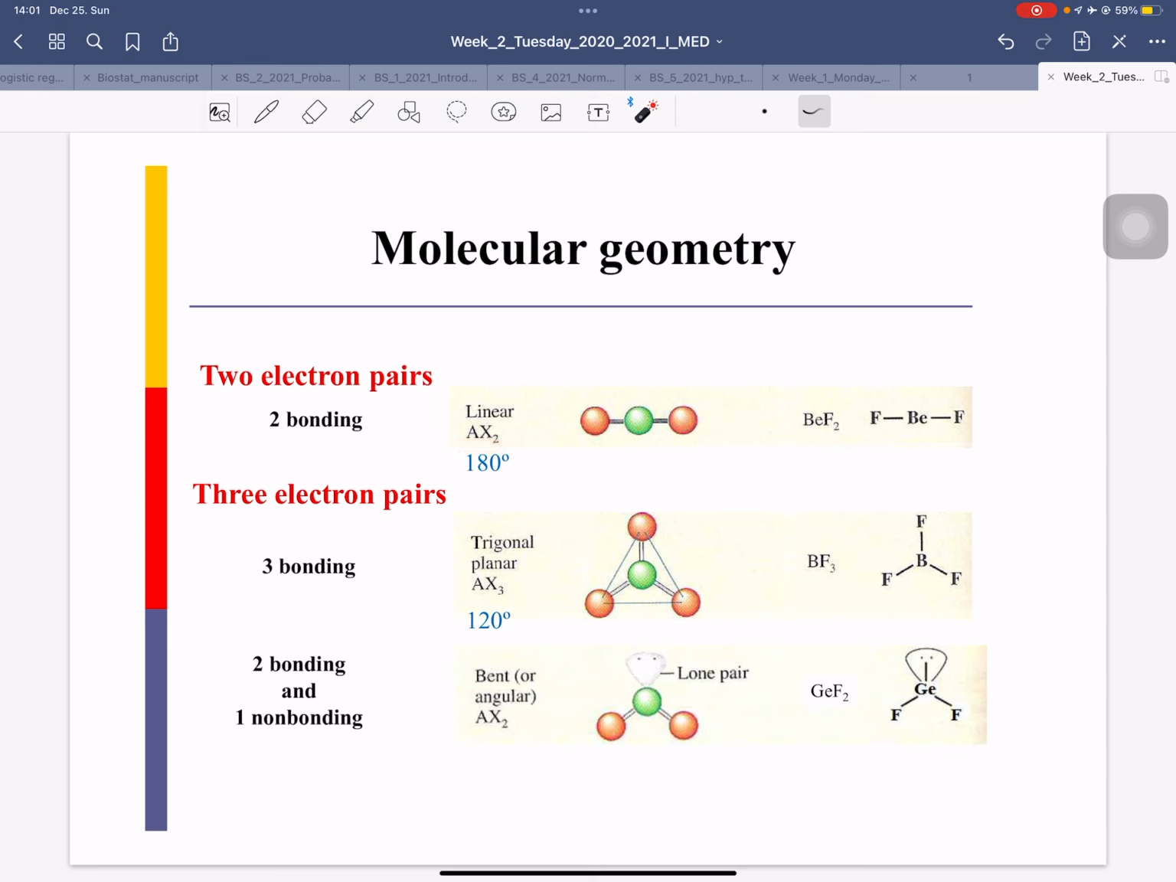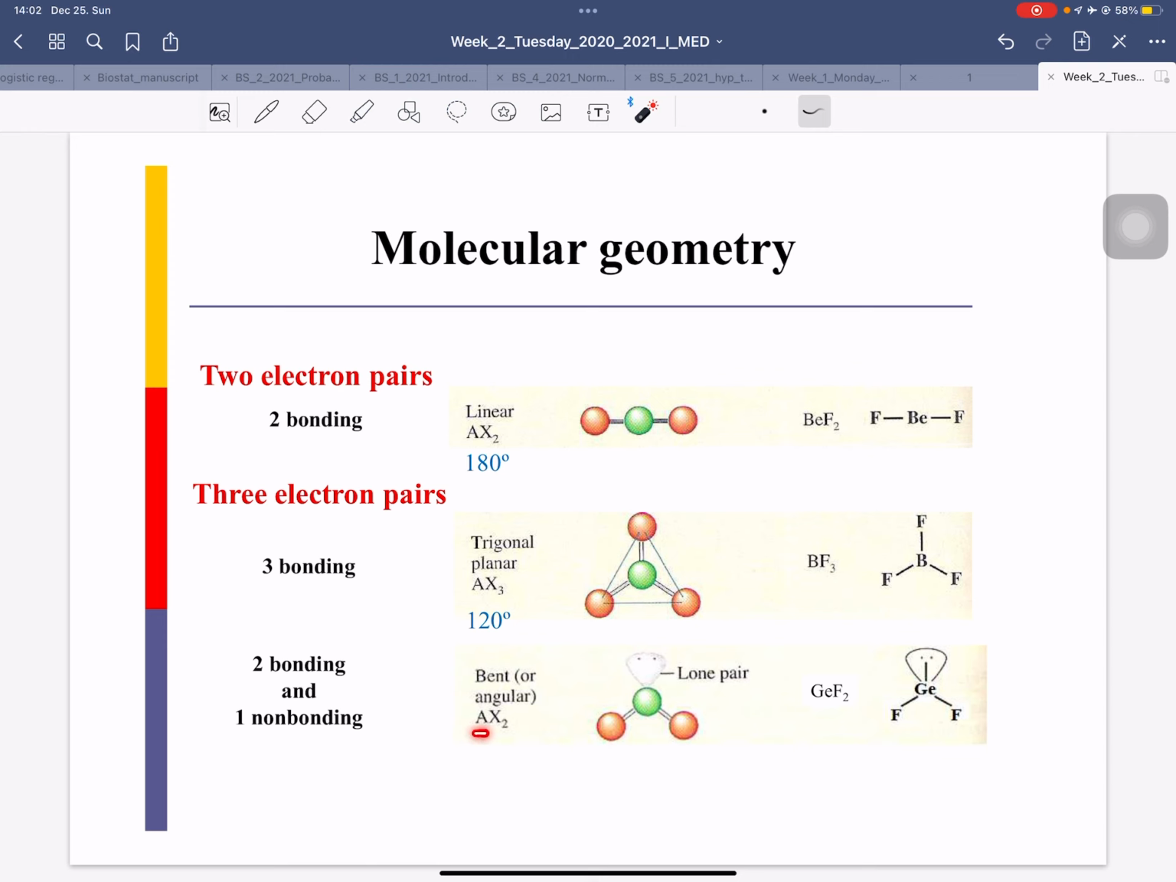AX2, usually A is from the second group, alkali metals, bonded with another element or molecule, for example with the halogens. In this case, the angle will be 180 and the shape is linear. But if we have 3 bonds, AX3, a central atom without a lone pair of electrons, in this case the angle will be 120. Usually A can be from group 3, the boron group, for example BF3.